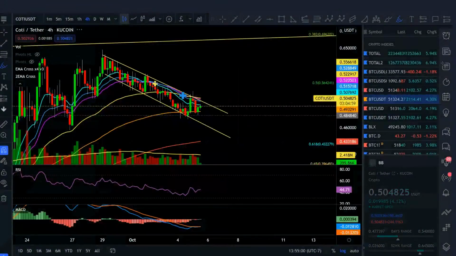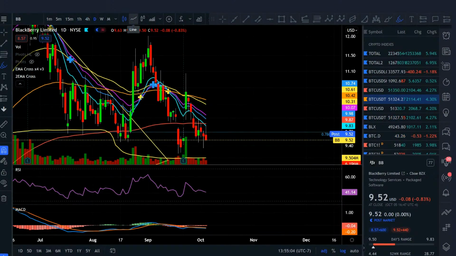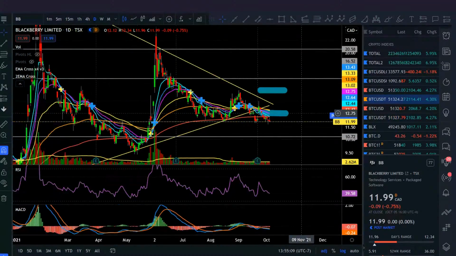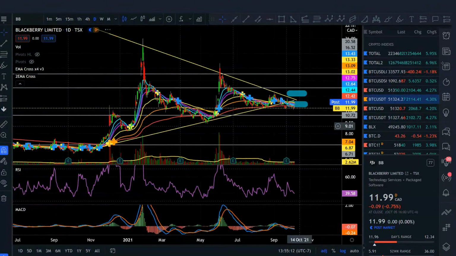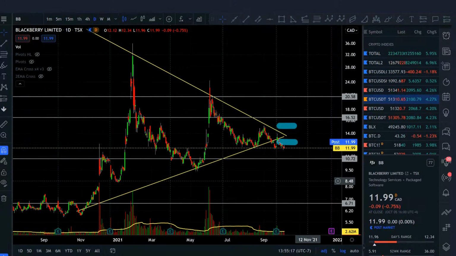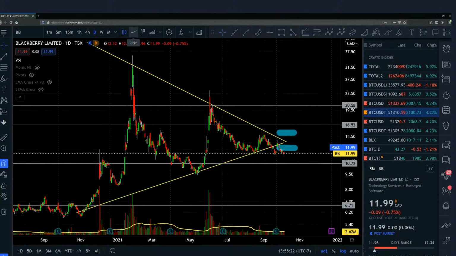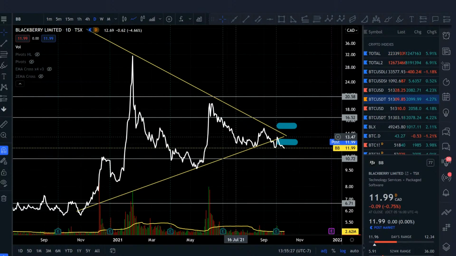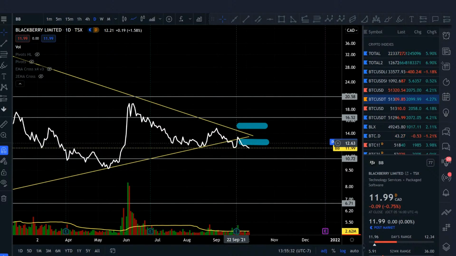Okay, BlackBerry on the Toronto Exchange. Okay, so what happened, I was saying to somebody last time who requested BlackBerry, BlackBerry is a meme stock. So you have to be aware of what's happening with GameStop, GME, and AMC. And what happened is there was a support attempt, but because of what happened with Evergrande and the stock market crash, this support level here at 1263 did not hold, and so we pulled back.